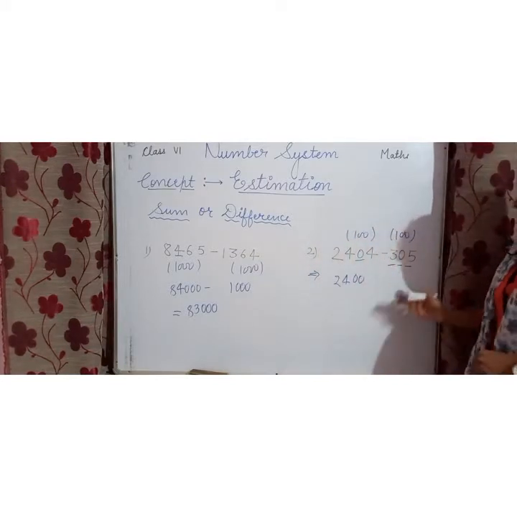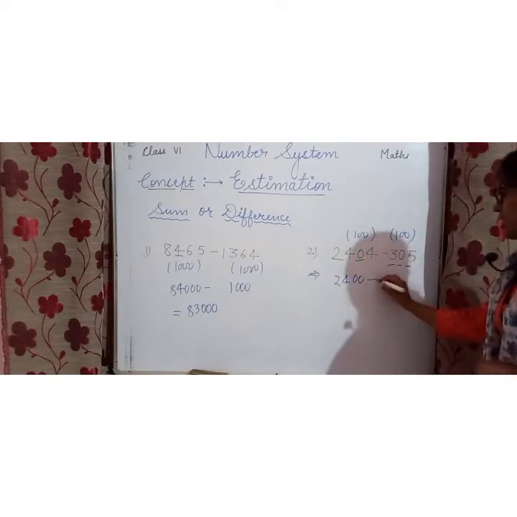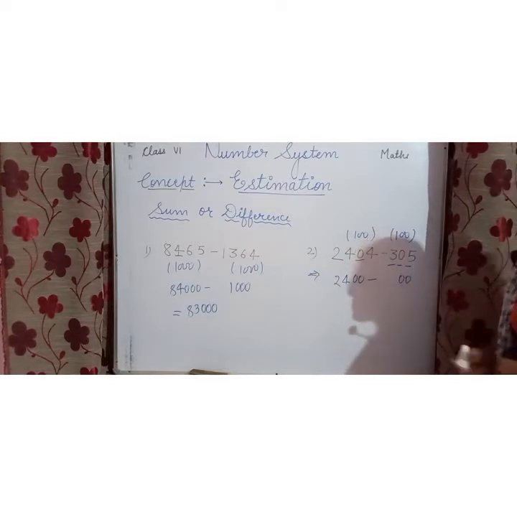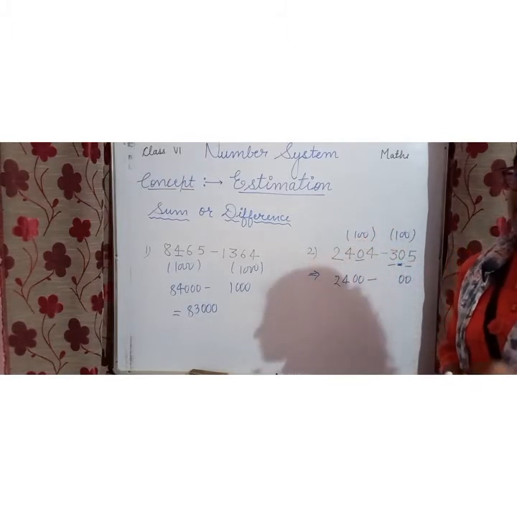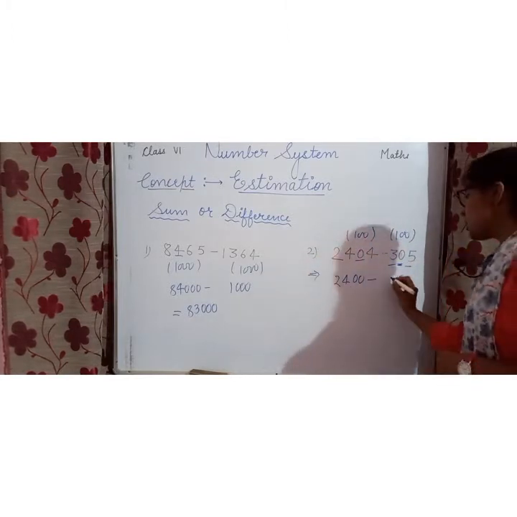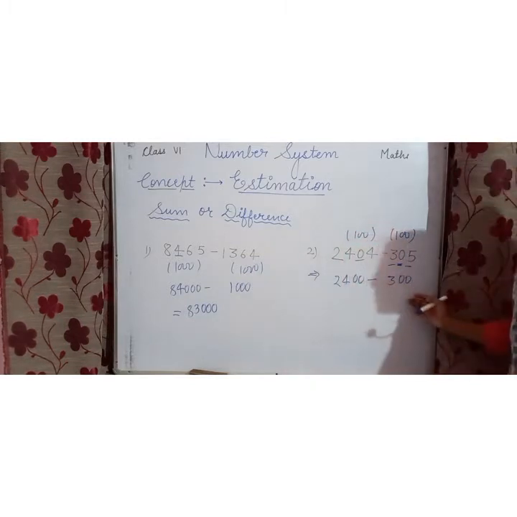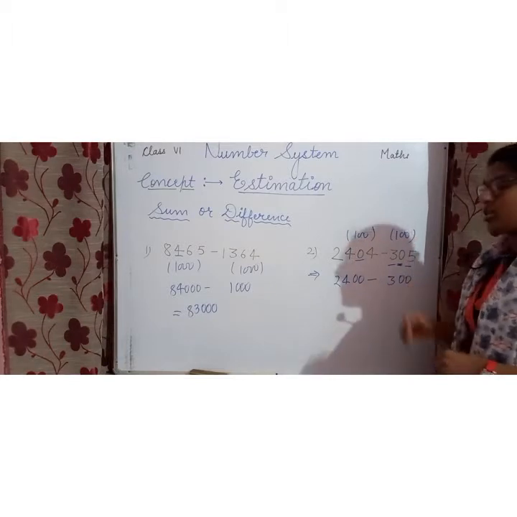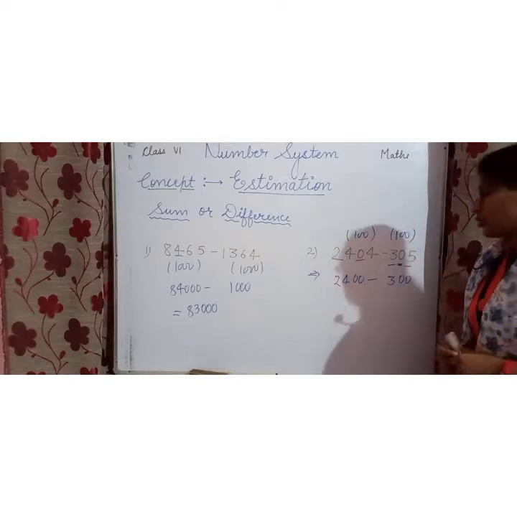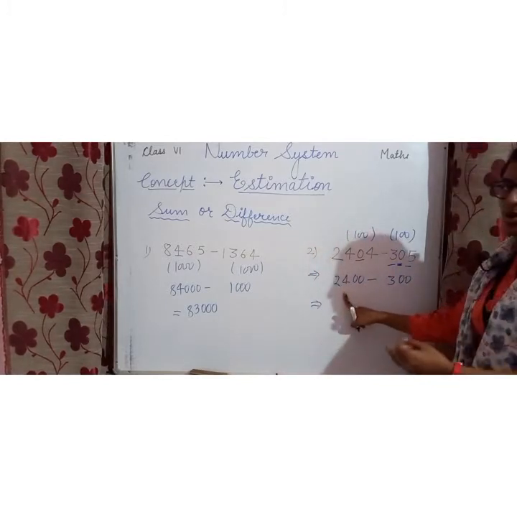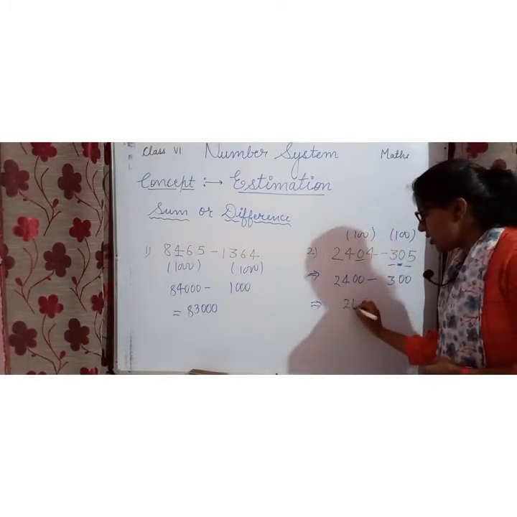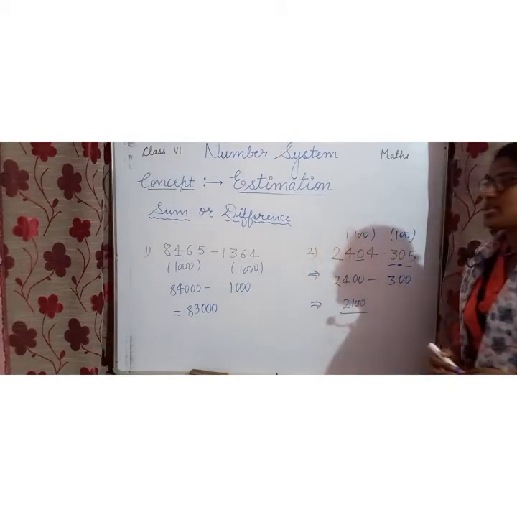Clear? Now see the 305. We are putting 2 zeros at the ones and tens place, and you can see at the tens place you have the 0 that is lesser than 5, so we will not make any kind of changes. 3 comes as it is. In this way you can round off to the nearest 100. Now we need to do subtraction here. You find the difference between both. 2400 minus 300 is 2100. So it is your answer.